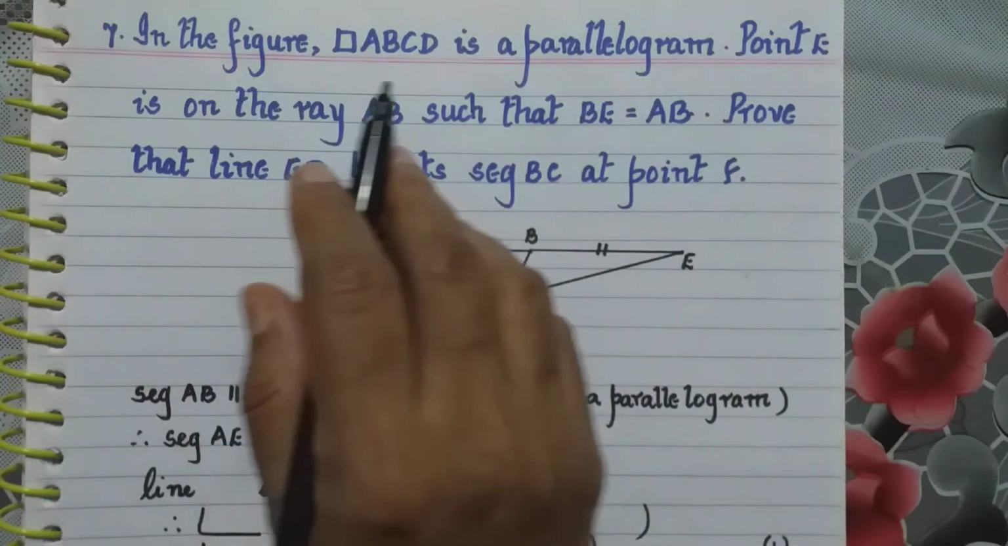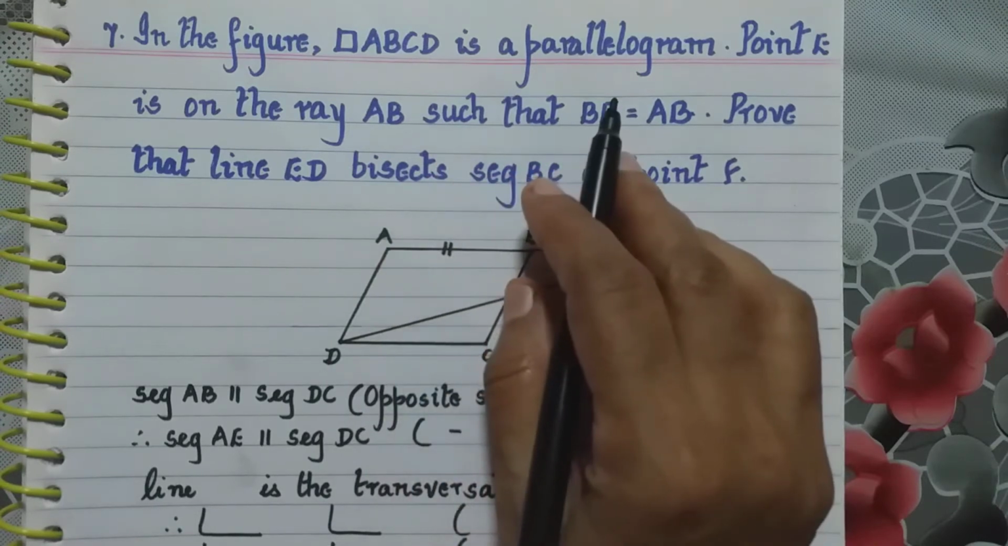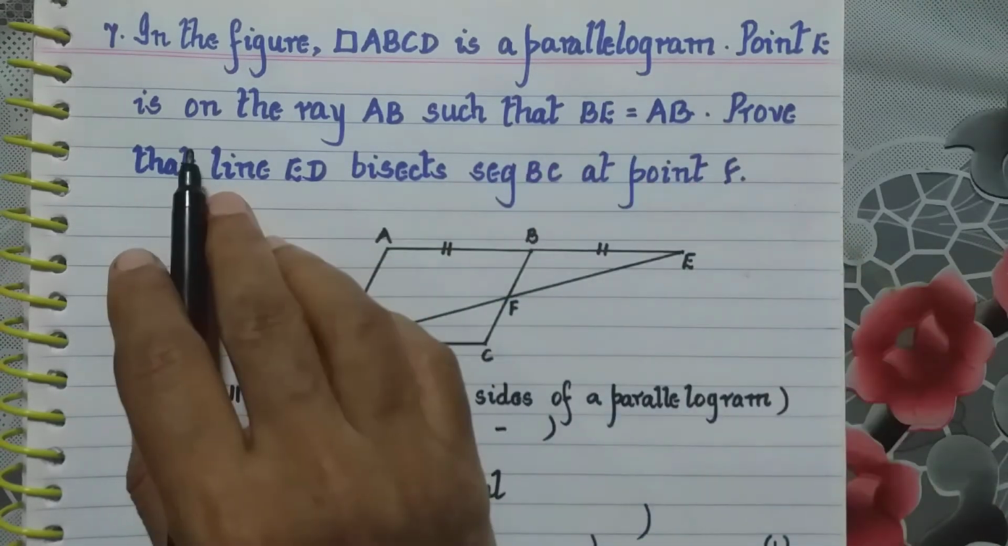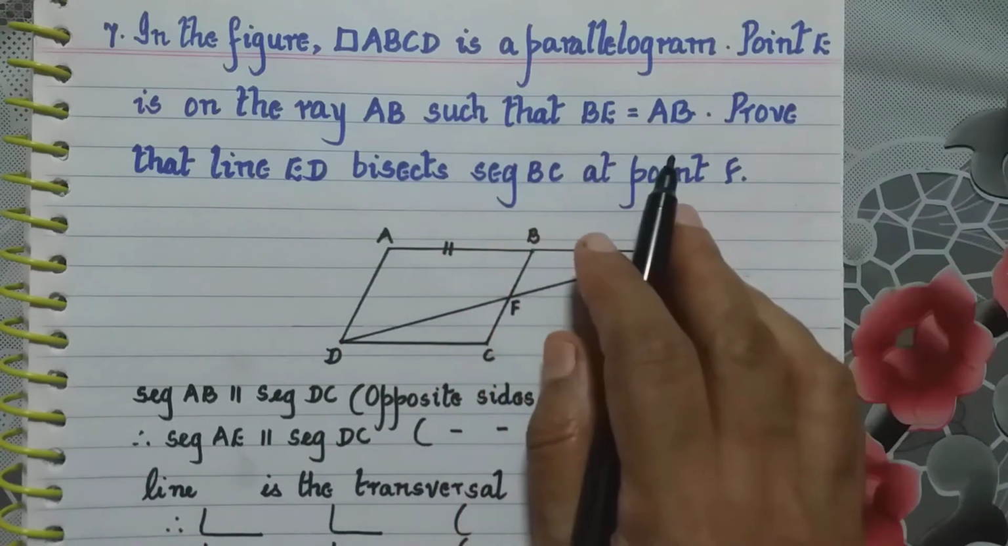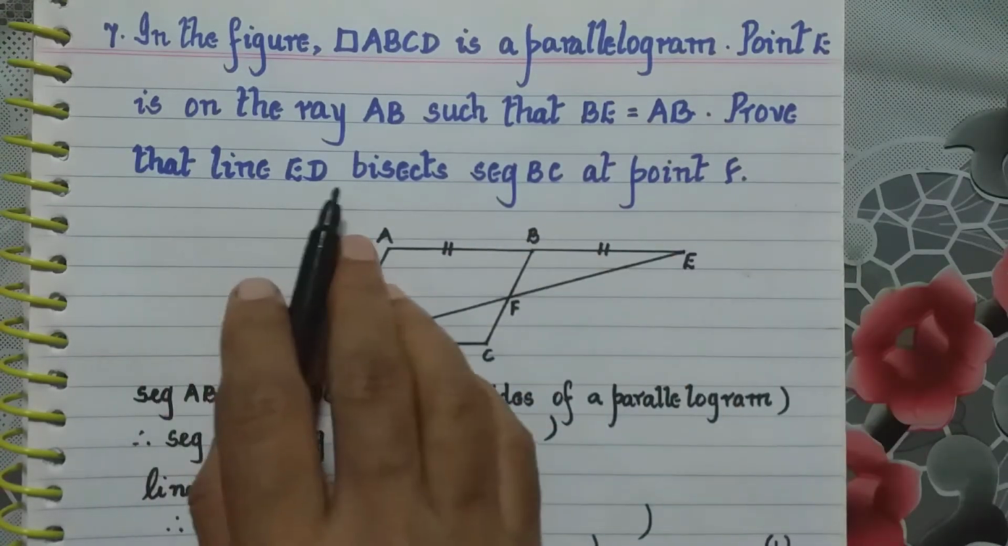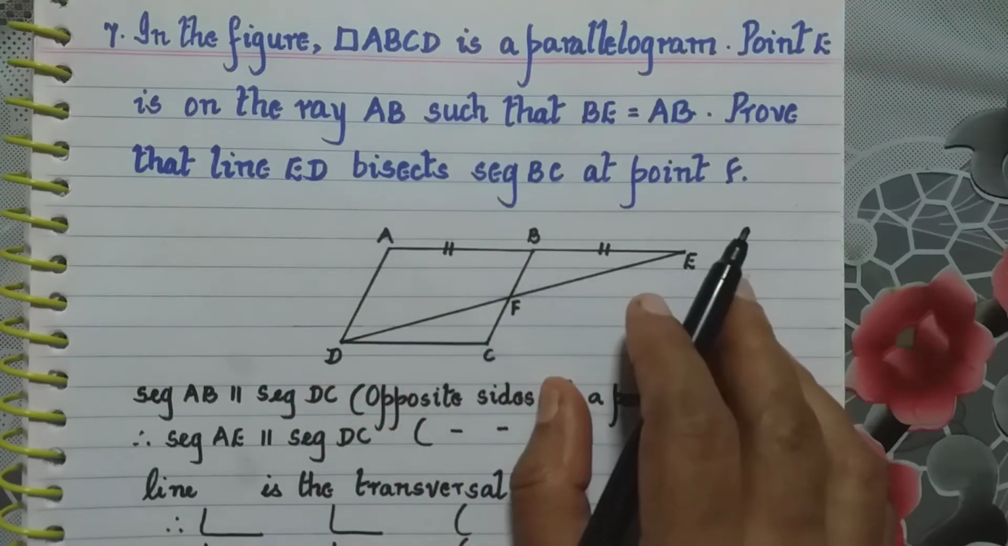Question 7. In the figure, quadrilateral ABCD is a parallelogram. Point E is on the ray AB such that BE is equal to AB. Prove that line ED bisects segment BC at point F.